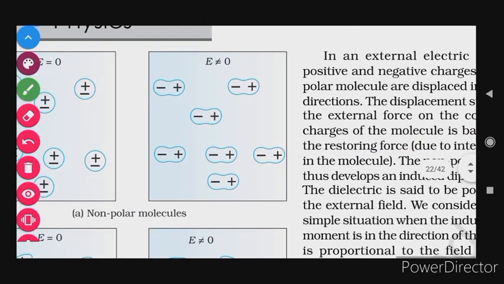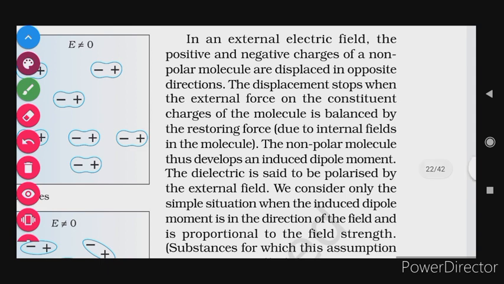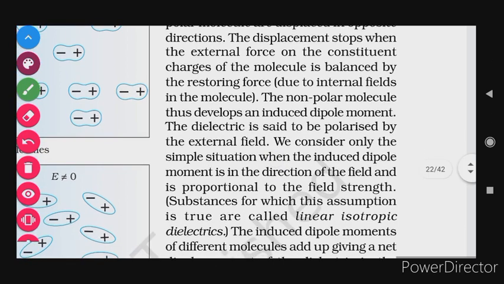But there is also a restoring force. The molecule cannot move apart. So the stretching will continue until the force due to the electric field is balanced by the restoring force of the molecule. Like a rubber band, you can stretch it up to a limit, but after that you cannot, because there is a restoring force in it. So the non-polar molecule does develop an induced dipole moment. The molecule is said to be polarized by the external field.